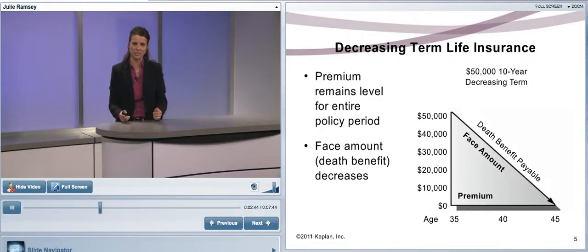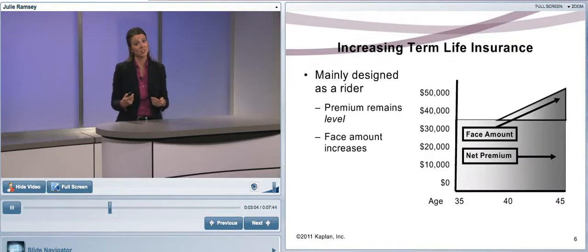Why would somebody want a decreasing term policy? Why does somebody want a decreasing death benefit? Why do they have a death benefit need that's going down? This works really well to coincide with a home mortgage, because as that mortgage balance goes down, you can coincide then that death benefit to pay off the mortgage at any given time.